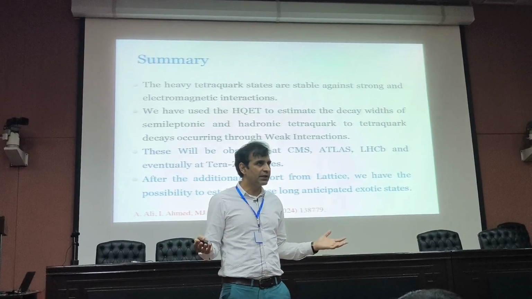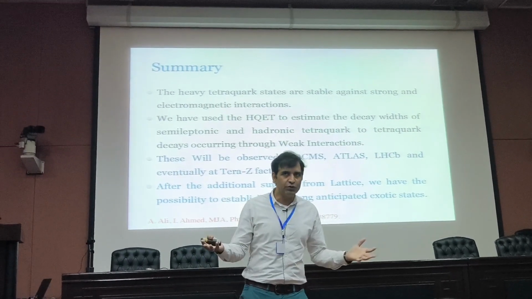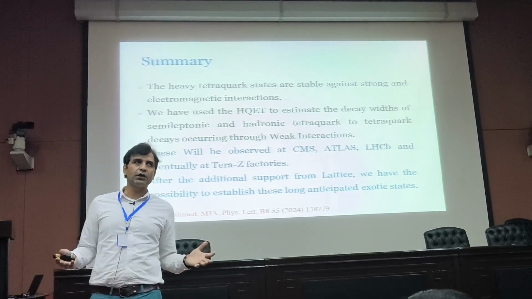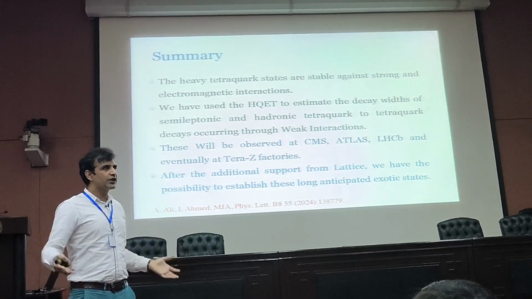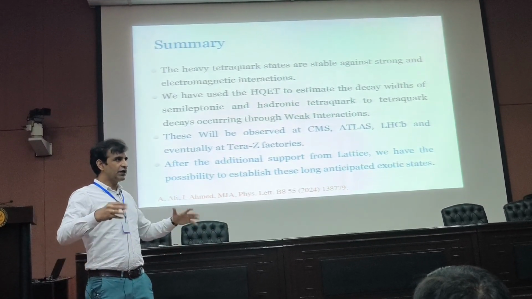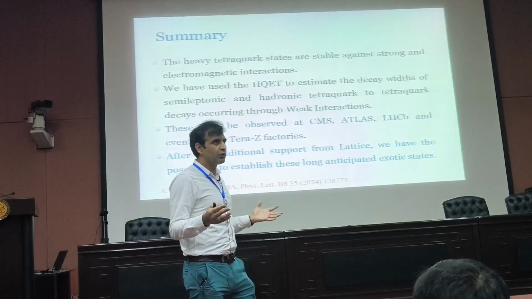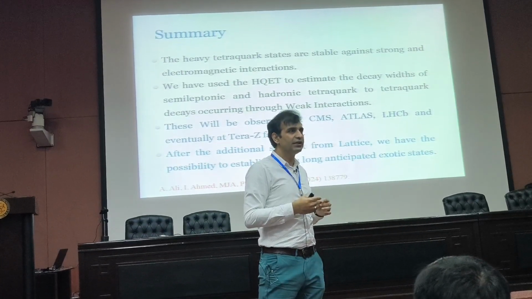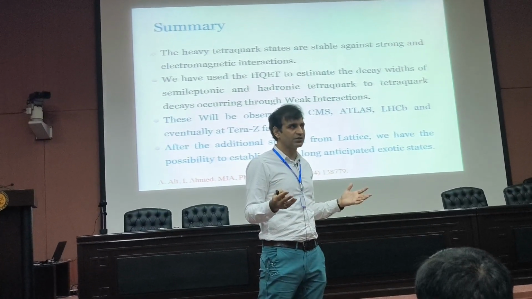Therefore, we have to use some kind of effective theory. So we use a heavy quark effective theory. The idea of this heavy quark effective theory is that we can reduce the number of form factors, and we can relate those form factors of the tetra-quark state to that of the B to D decays or other decays which are possible.